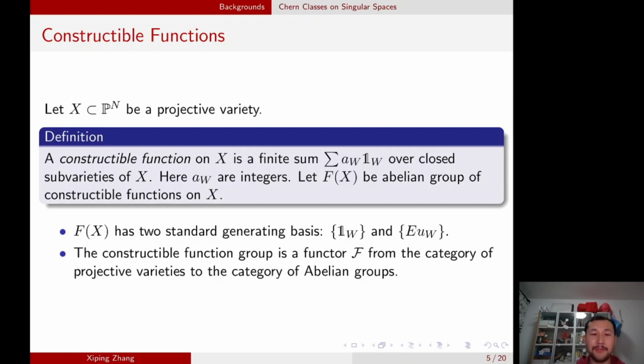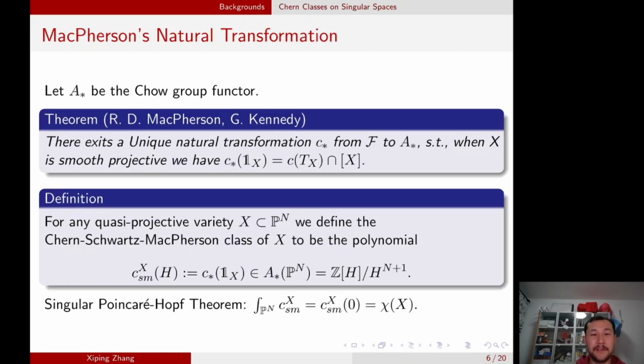He also defined the pushforward. For a proper map f from X to Y, you define the pushforward of a constructible function by computing the Euler characteristic of the fibers. After this definition, he made the constructible function group into a functor. It's a functor from the category of projective varieties with proper morphisms to the category of abelian groups. So we can compare this functor with the Chow group functor.